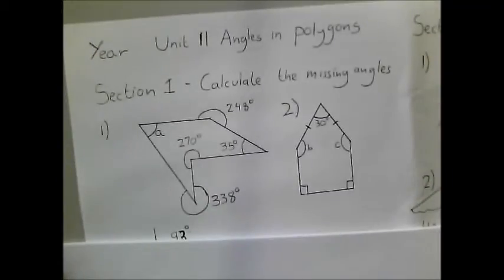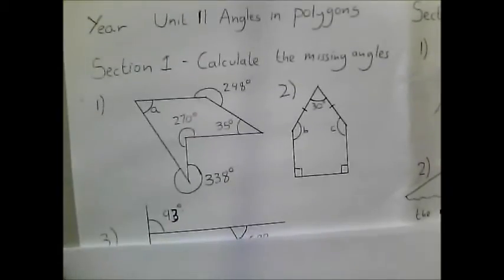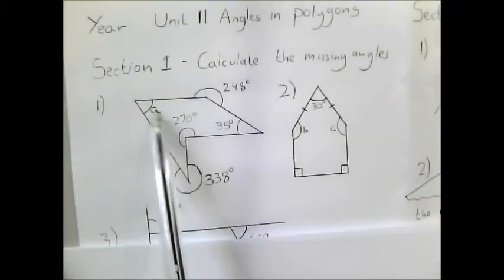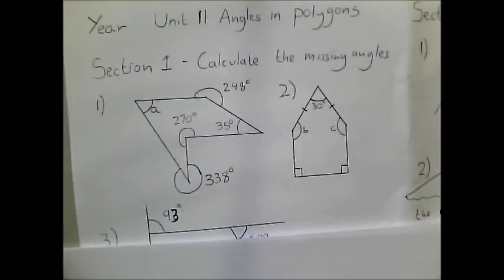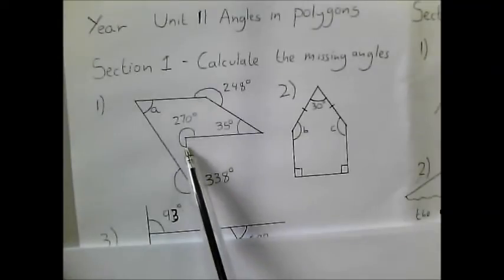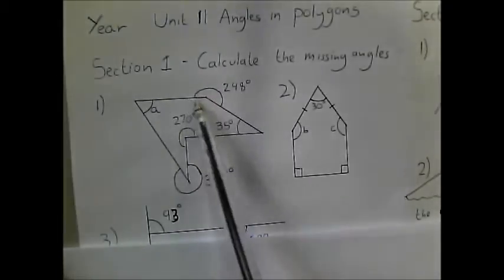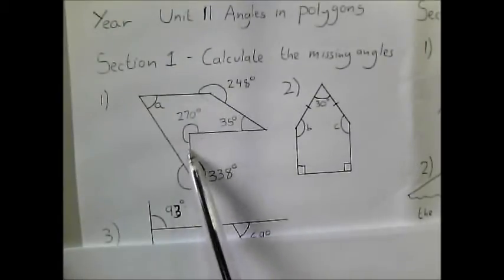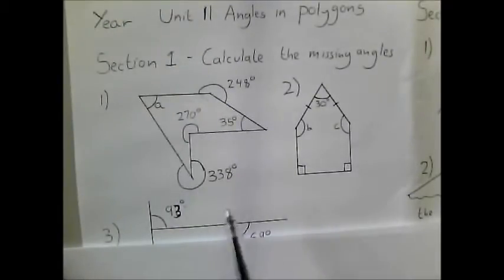Question 1, section 1 is calculate the missing angles. With number 1, the angle which has been provided is A. The way to work it out is by adding all the interior angles together. But there's two interior angles which are missing, this one here and this one here. To figure that out, you would add all of it together would be 360. So in this case, you do 360 take away 248.